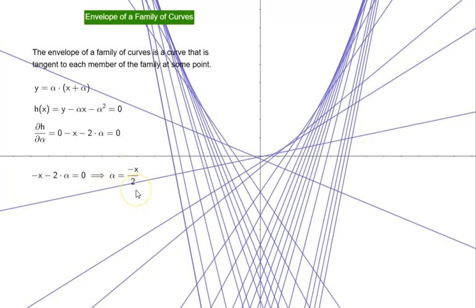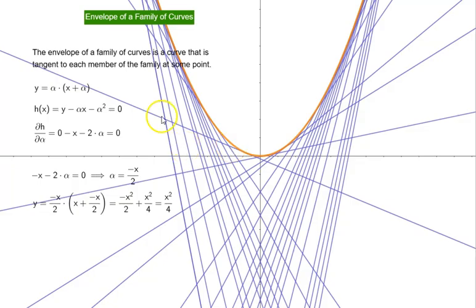α is equal to minus x by 2. Substitute it back. y is equal to minus x by 2 times x plus minus x by 2. And simplify this, we get x squared by 4. Immediately, the moment you see y is equal to x squared by 4, you should realize that it is going to be a parabola. This is the curve which is tangent to all these lines at some point.